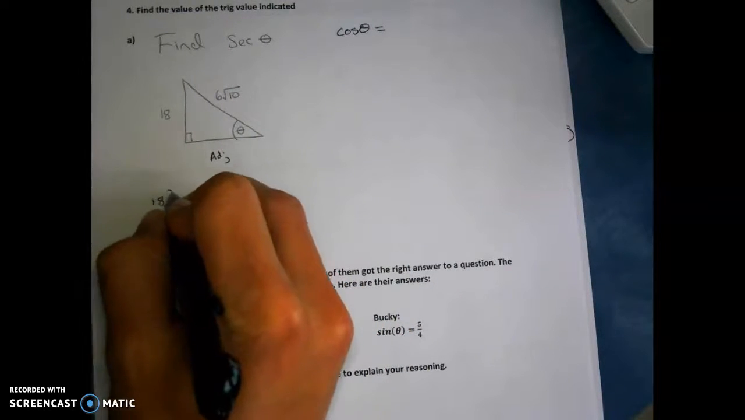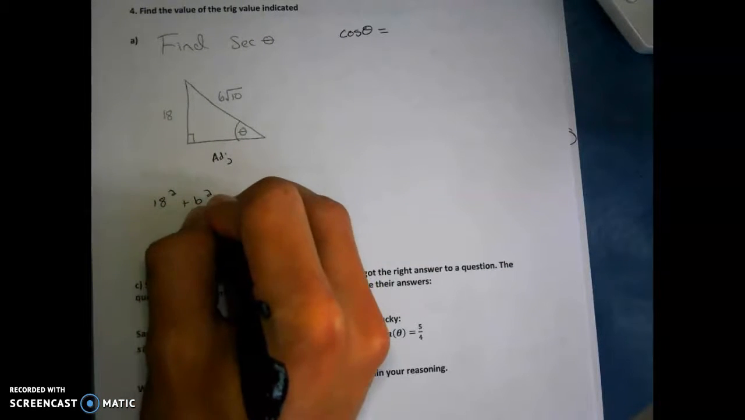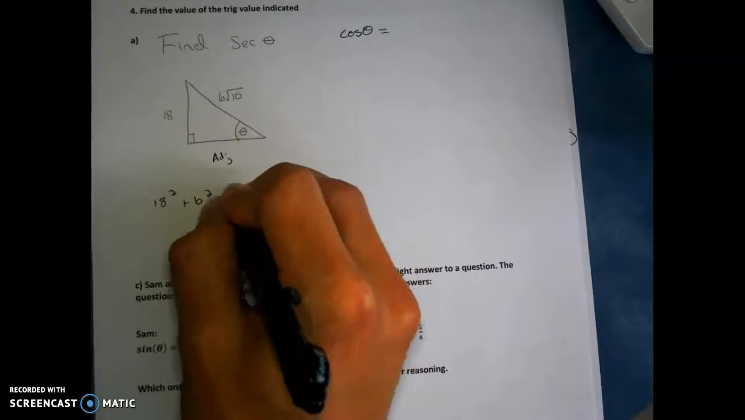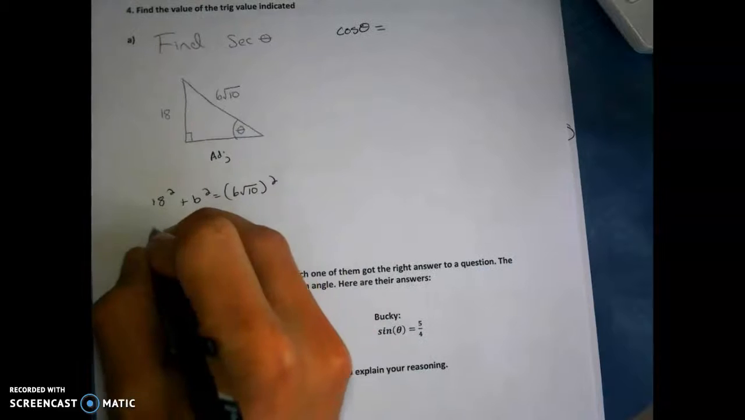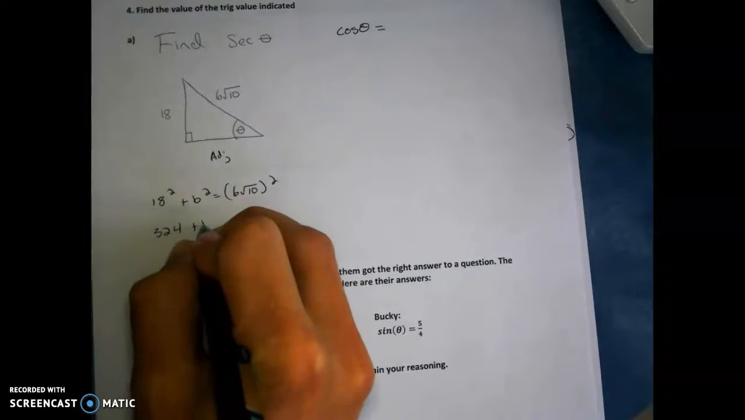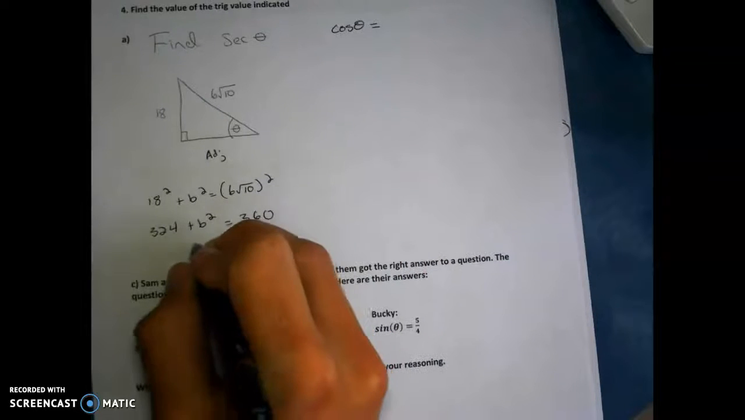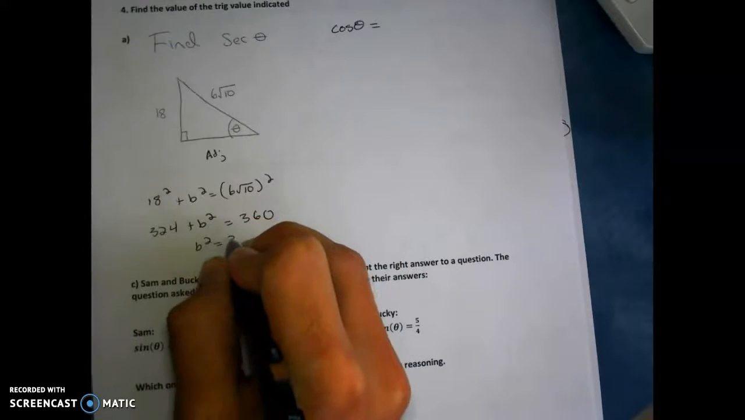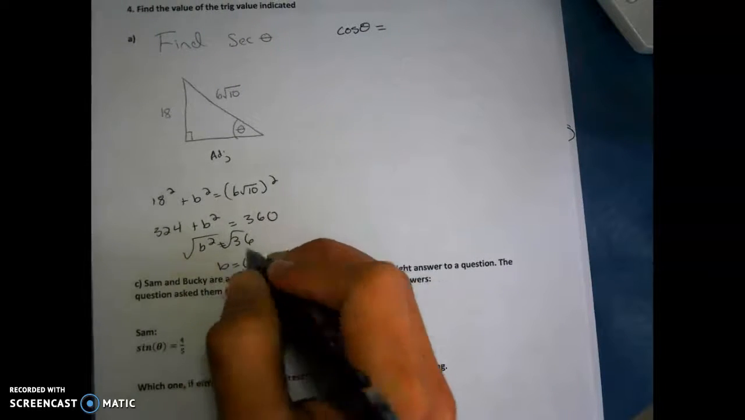So I'm going to use Pythagorean Theorem. We get 18 squared plus b squared is equal to 6 times the square root of 10 squared. This gives me 324 plus b squared is equal to 360. Gives me b squared is equal to 36. Square root, I get b is equal to 6.